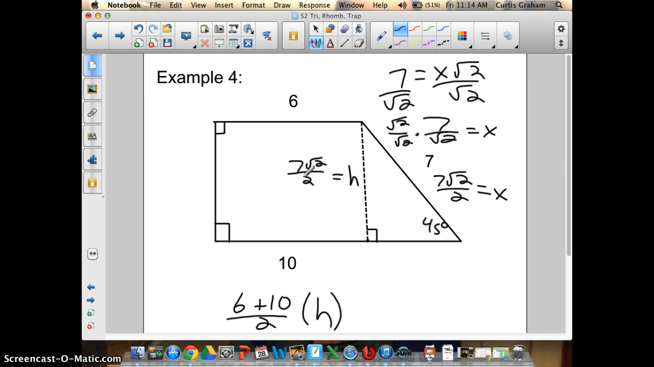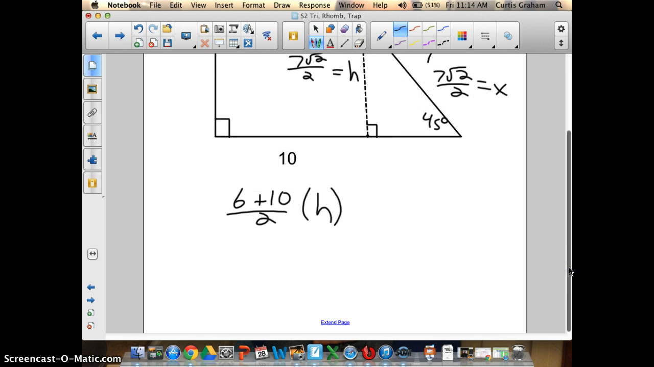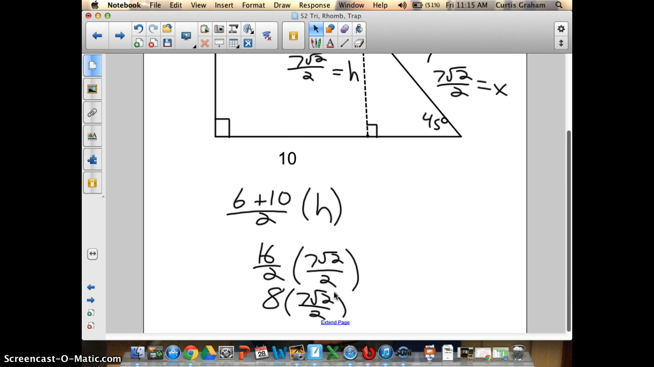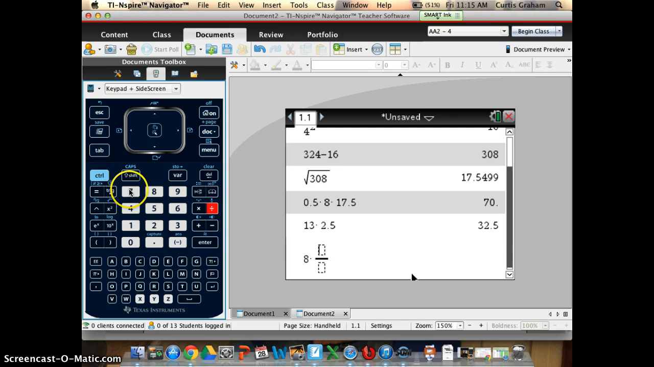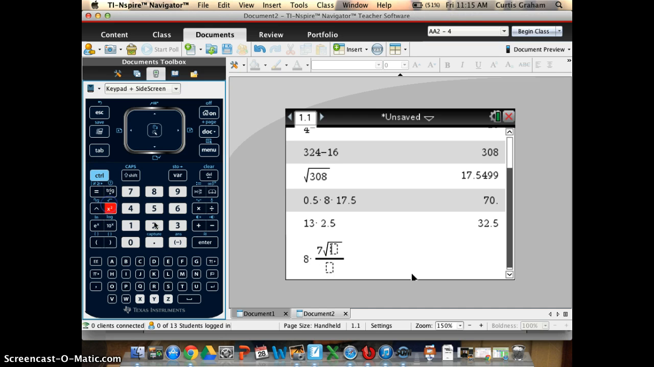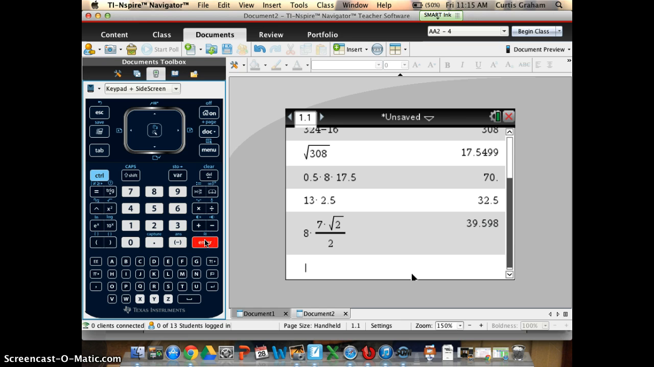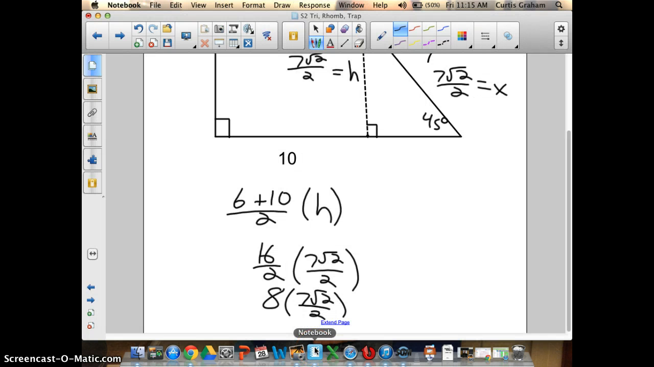All right. So now I have enough information to go through and figure this out. 16 over 2 times 7 root 2 over 2. That's going to be 8 times 7 root 2 over 2. I'll just type it into my calculator at this point. 8 times 7 square root of 2 over 2. 39.6. So the area of this trapezoid is 39.6.